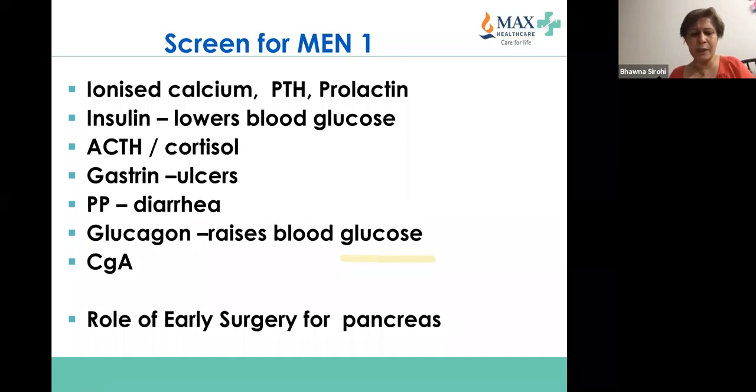I will not go into the role of early surgery for pancreas, because the risk of developing pancreatic cancer is very high. Most insulinomas, let's say, are benign, but there is a possibility that some of them may turn into cancer. So there are guidelines which, if you are a surgeon, you must read.